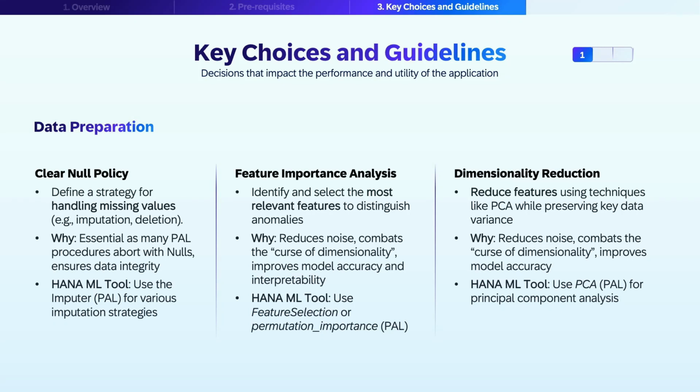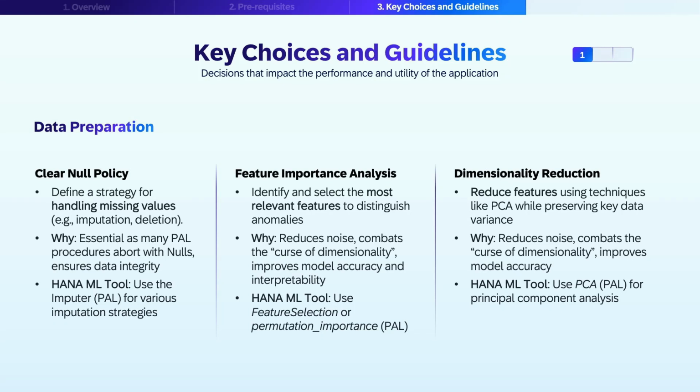Define a strategy for handling missing values, as many Predictive Analysis Library procedures are not robust to nulls. SAP HANA Machine Learning offers tools like the imputer within Predictive Analysis Library, providing methods like mean or median imputation.